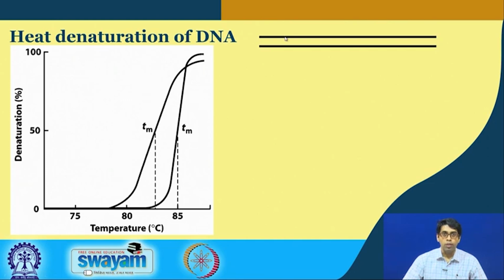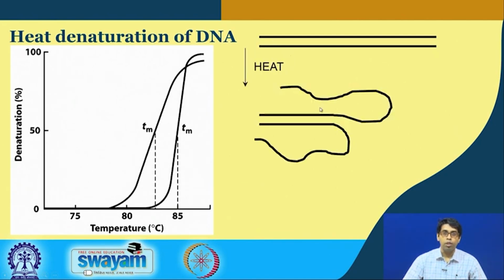The two strands of DNA are represented here. These two lines are the two strands of DNA which are held together by hydrogen bonds between the nitrogenous bases which are on the inside. If I heat a solution of DNA, what will happen is these hydrogen bonds will start breaking. So, the two strands will sort of peel away from each other.